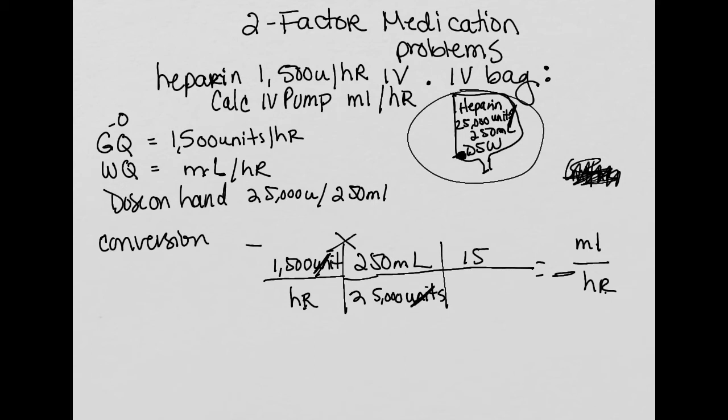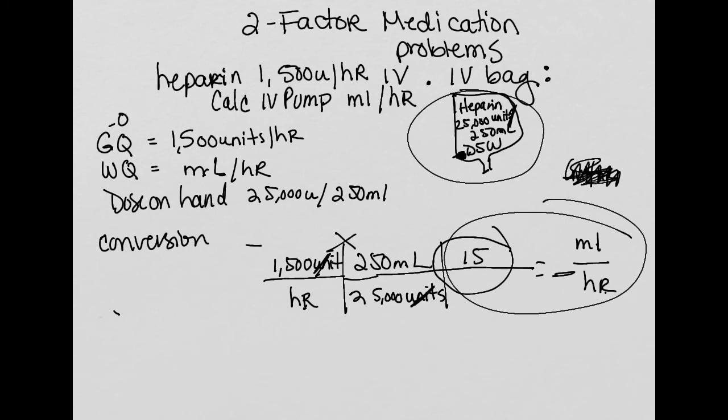Actually, this would cross out, because if you multiply 1,500 by 250, it equals 375,000. Divide that by 25,000 units, and you're going to get 15. So that is your answer. 15 mLs per hour is what you're going to set the pump at.